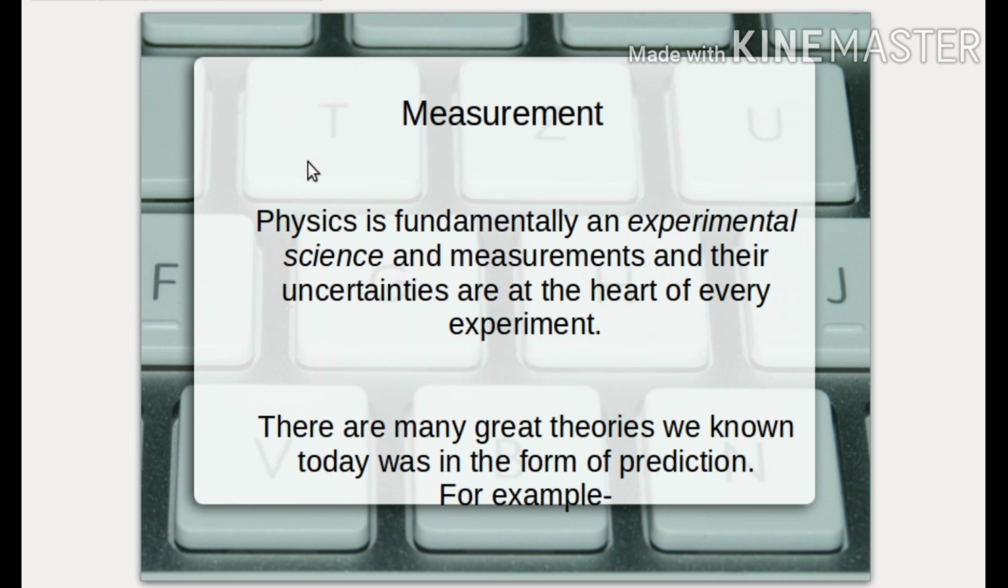So now physics is fundamentally an experimental science. So this is based on experiment. Physics is based on experiments, and measurement and their uncertainties are the heart of every experiment. Meanwhile, when we talk about experiment, there are two important things we must notice about that: the uncertainty and the result. Understanding? So what is the uncertainty and why are we talking about this?